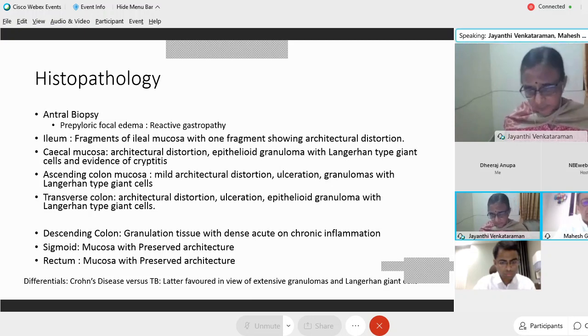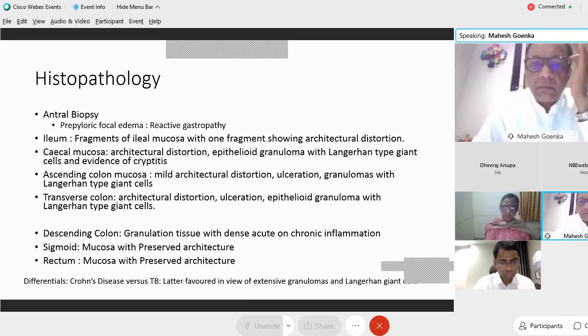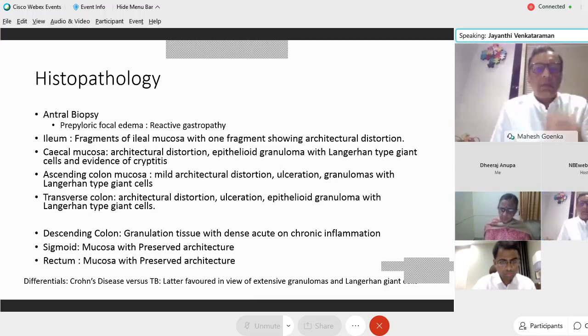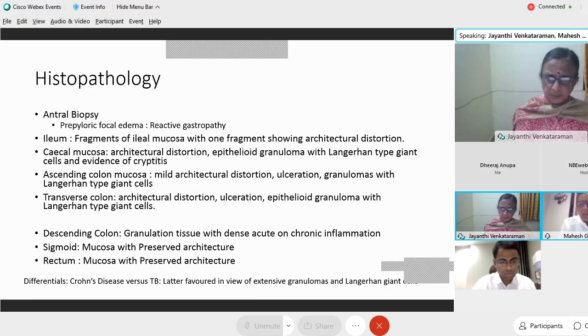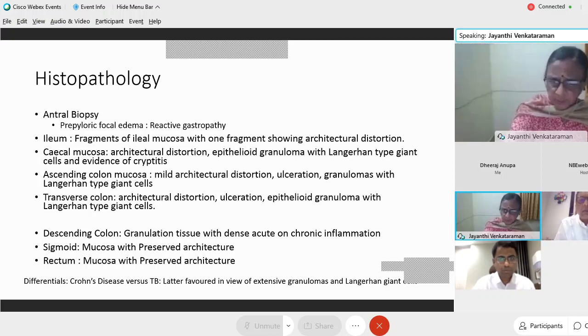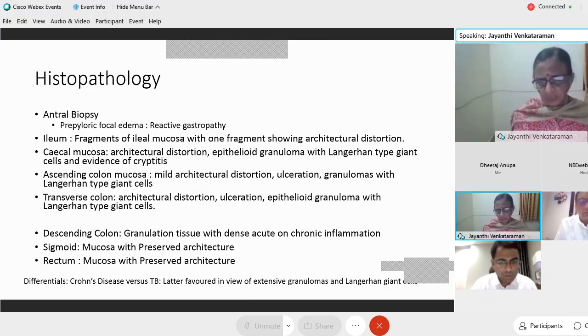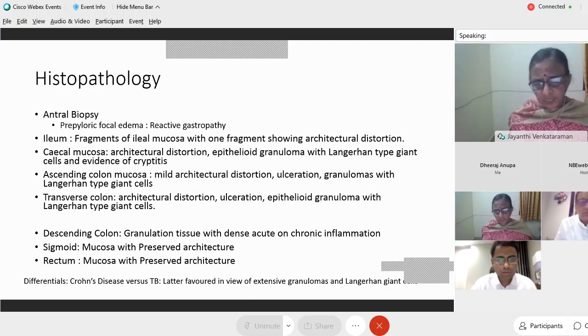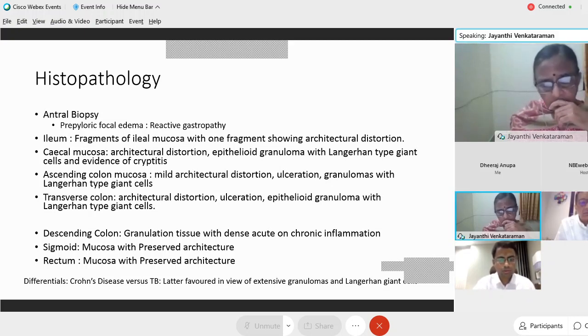What should you do next? What is your next investigation? Can we start ATT, or do you want some more investigations? Will you do more tests on the biopsy? Something is missing in this test. What is your diagnosis? Do you think it's Crohn's or tuberculosis?